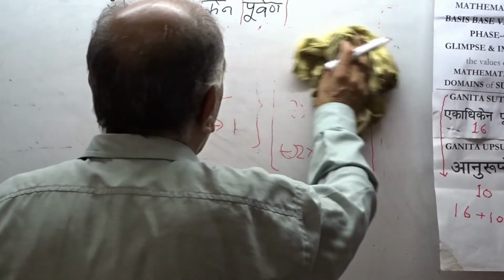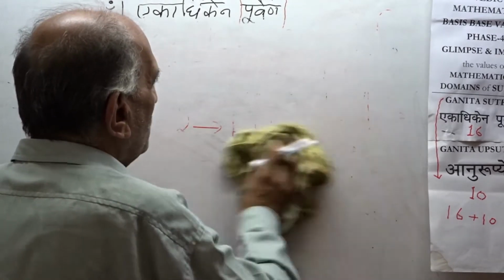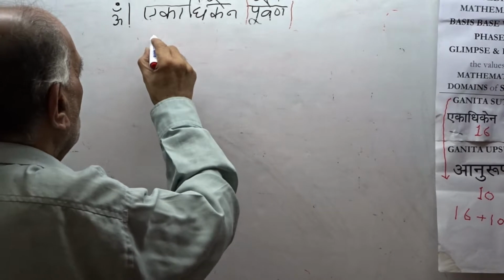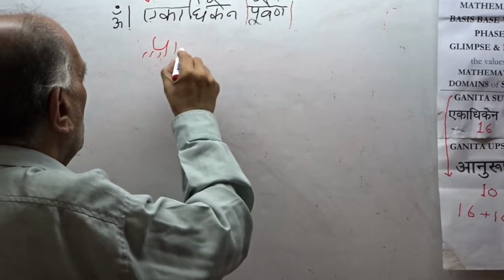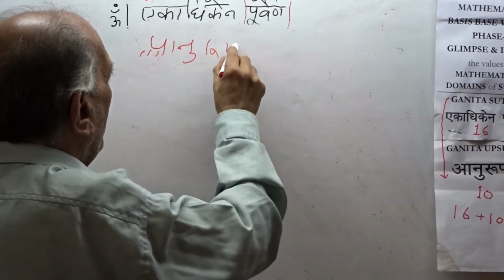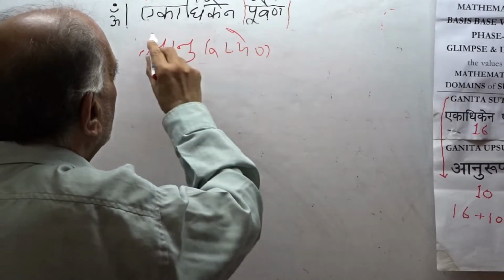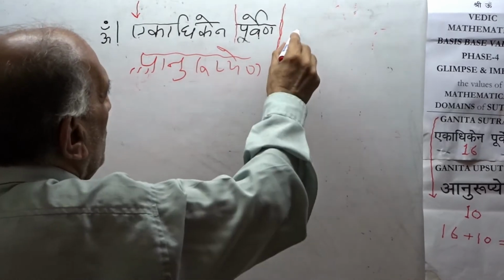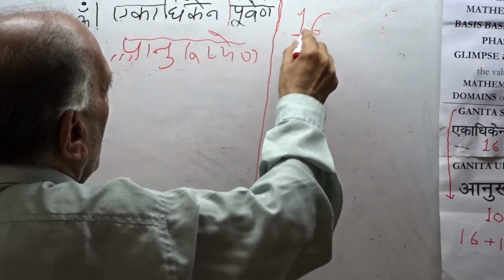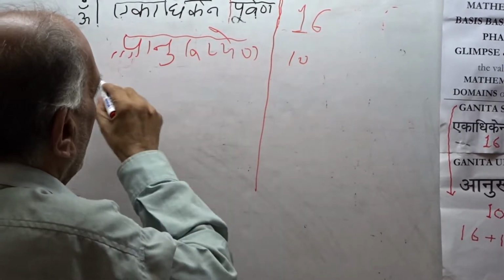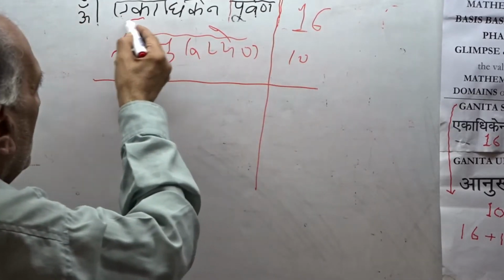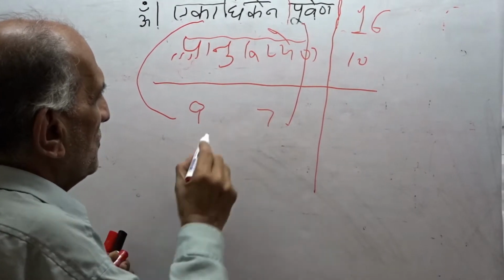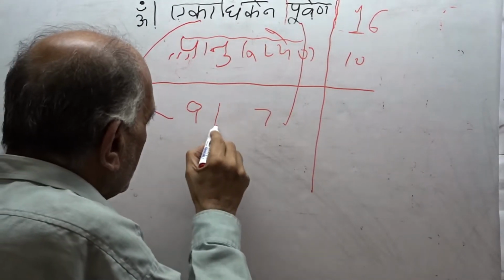We have to comprehend these features, that Ekadhikain Purvain, Ganita Sutra 1, is to be worked out along with Ganita Sutra 1, Anurupain. It is this working. Now, here the value is 16. Here the value is 10. Let us again see. There are 9 letters here, and there are 7 letters. So, this gap is 2.